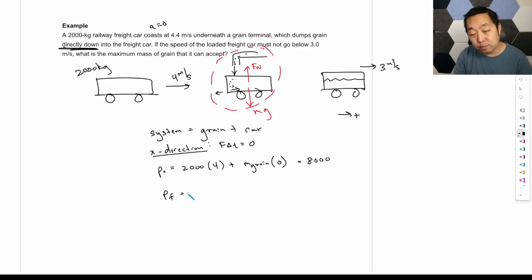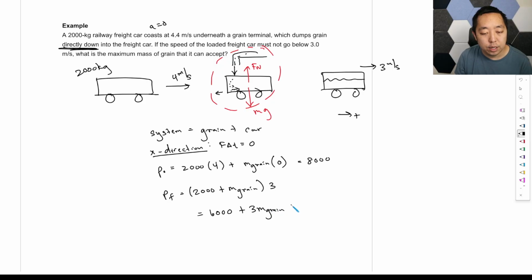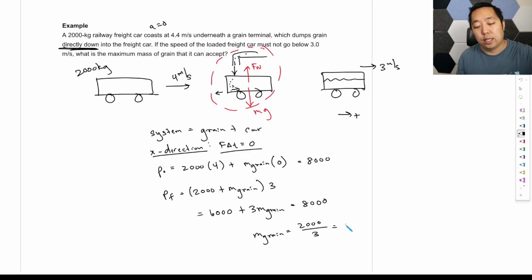Now the final momentum is when all of the grain is in the cart, like it's all settled. It's all moving together at 3. So it's going to be 2,000 plus the mass of the grain, moving at 3 meters per second to the right, which is 6,000 plus 3 times the mass of the grain. And we're going to set that equal to 8,000 because we said there's no impulse, so there's no change in momentum. So then you can solve for the mass of the grain. It's 2,000 divided by 3. What is that, like 667? Let me just double check. 667 kilograms, like that.